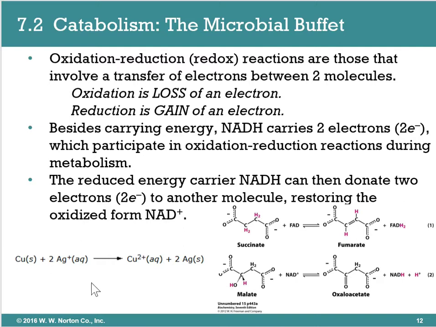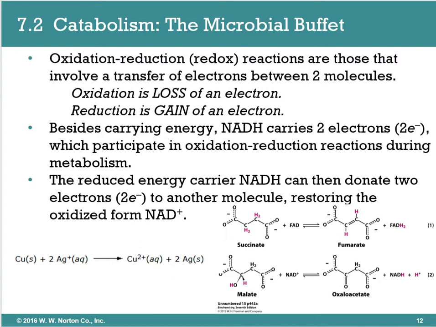I'm not going to expect you to know, like I said, these reactions right here. The only reaction I want you to know is that if NADH donates its electrons, if it undergoes oxidation, it becomes NAD plus. That is as far as I want you to go.